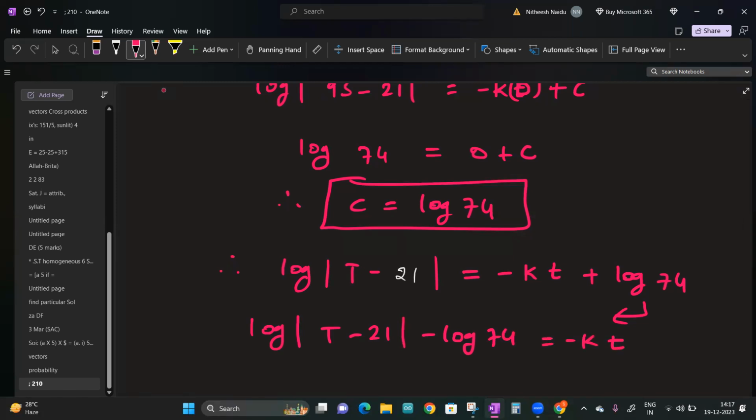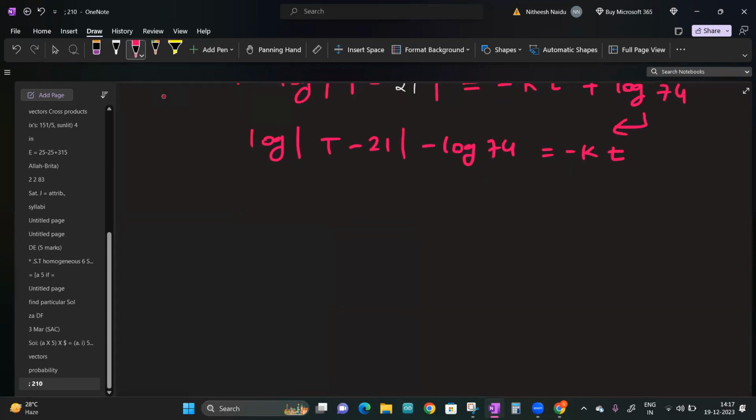We need to calculate this value. Actually, what we need here is the small t value: how many minutes it takes to decrease its temperature. t is the question mark here. Before that, we have to get the value of k. For getting C, we substituted initial conditions. Remember this point: for getting the C value, we have to move to initial conditions. And for getting k, the question will give you some clue. I will show you that clue also.